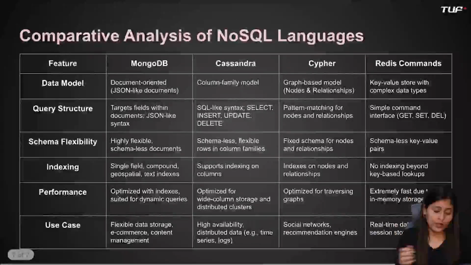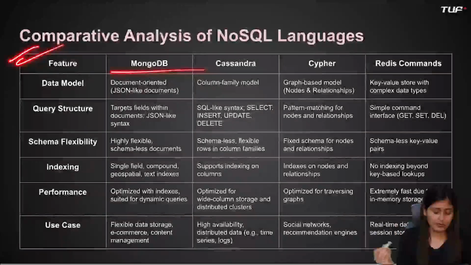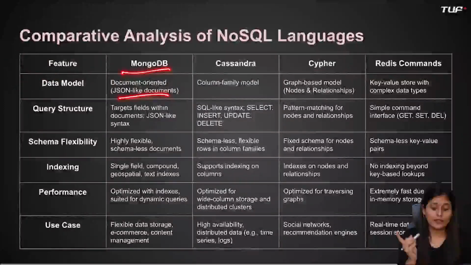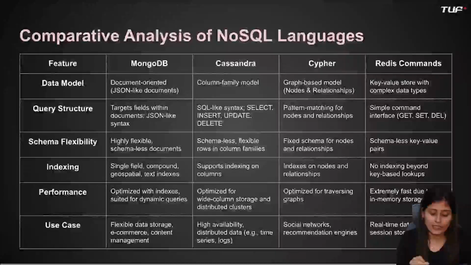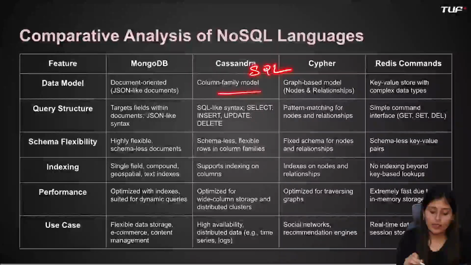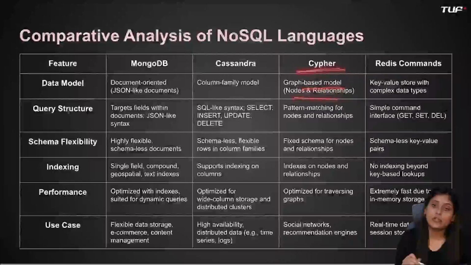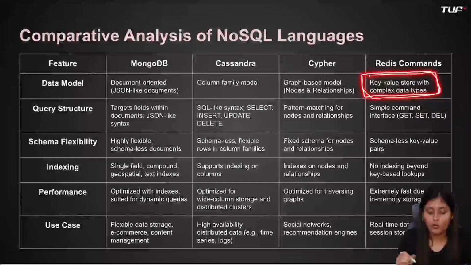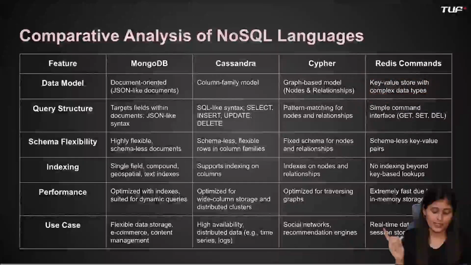Now let's end the session by seeing the main differences. If we talk about data model, MongoDB saves JSON-like documents, and Cassandra basically is a column family model, similar to SQL, sorry. Next is Cypher. Cypher basically is used to retrieve data from a graph type of database, and Redis command is basically used to retrieve data which are saved in key value format, but the values are more complex data types.